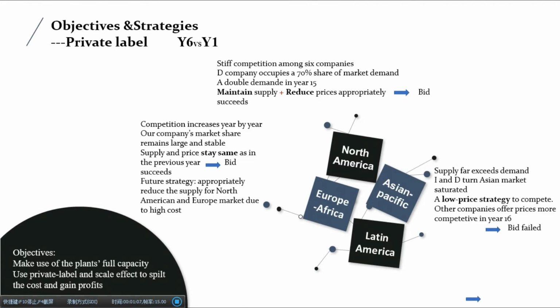In year 16, our bid in the Asia Pacific market failed because supply has far exceeded demand, and the I&D company has turned the Asia Pacific market saturated. We applied a low price strategy, but other companies offered more competitive prices in year 16, so the bid failed.